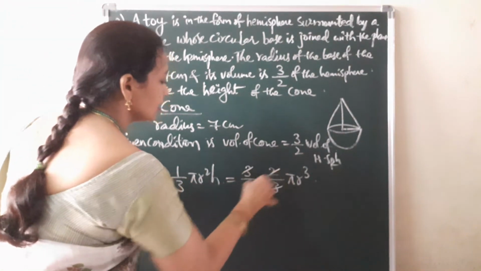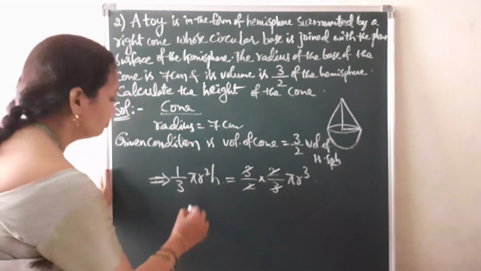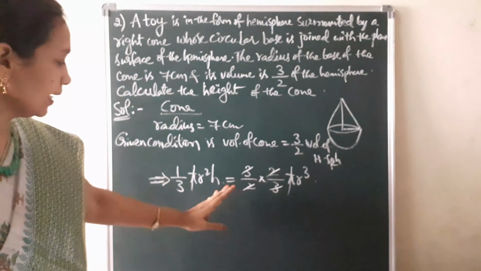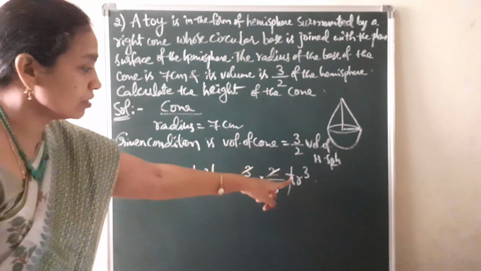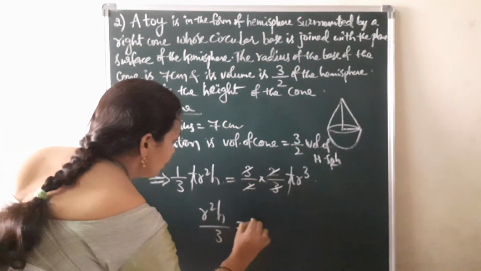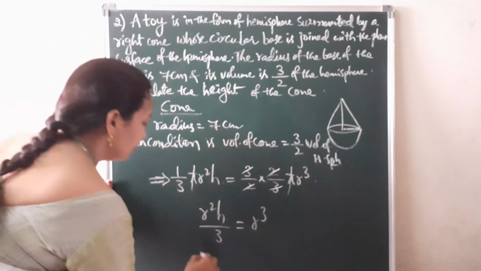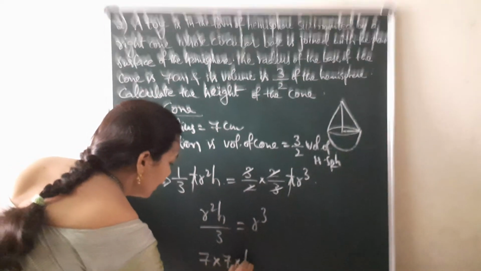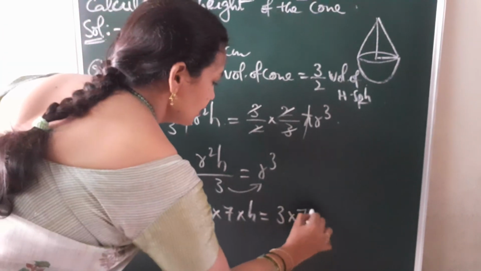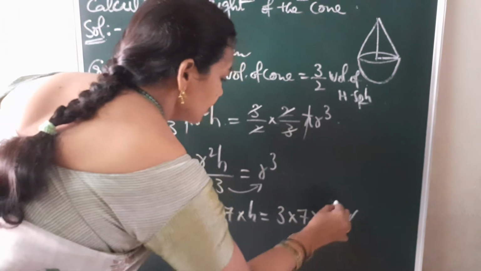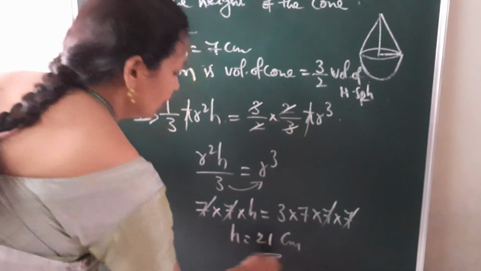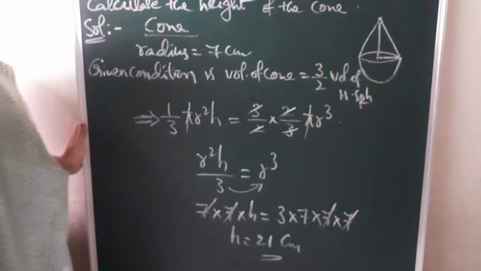Then 3 gets cancelled, 2 gets cancelled, and next pi gets cancelled. Both are on either side of the equality sign, and r square also gets cancelled. r square h by 3 is equal to r cube. R is 7. 7 into 7 into h is equal to 3 into 7 into 7 into 7, transposing 3 to that side. So 7 gets cancelled and h is equal to 21 centimeters. Therefore, height of the cone is 21 centimeters.